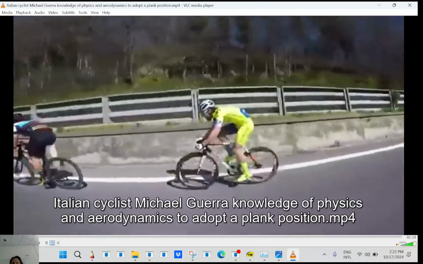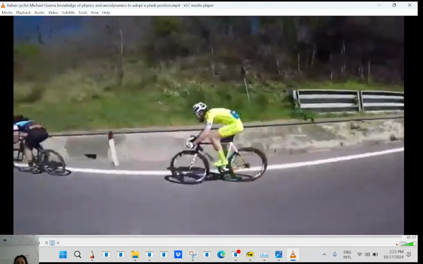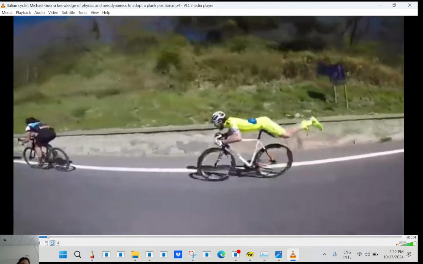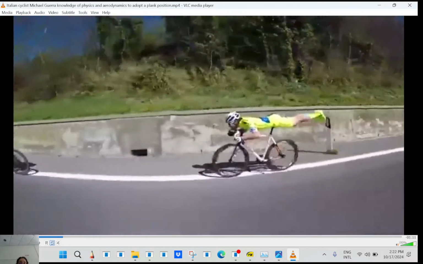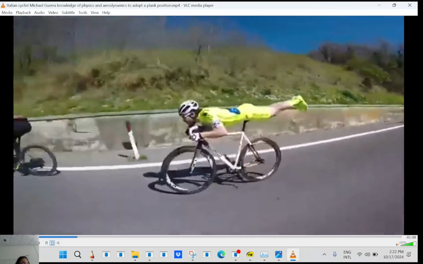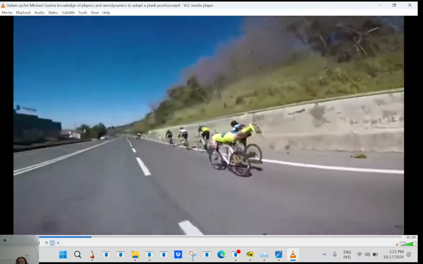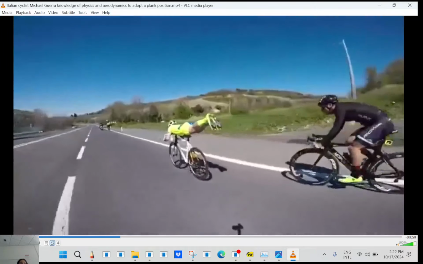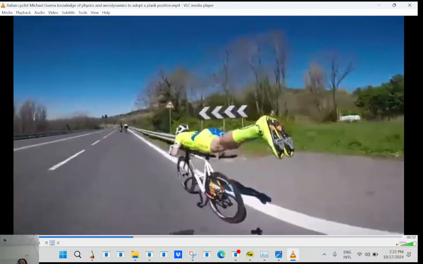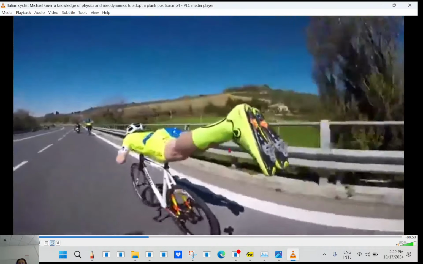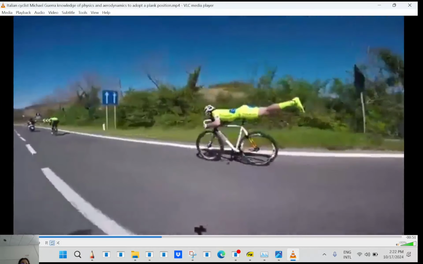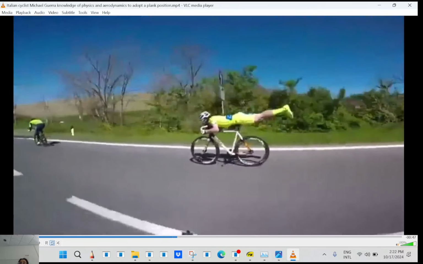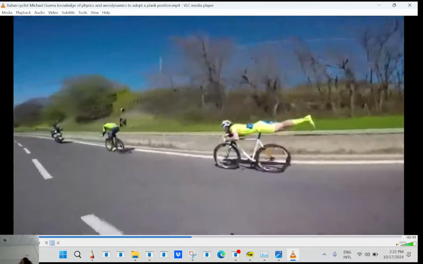Okay, this is what I'm looking for. You see, less surface area, less air resistance. Isn't that awesome? I think after that they changed the rules, right? Because that, and you need the muscles to do that. It's not that easy.